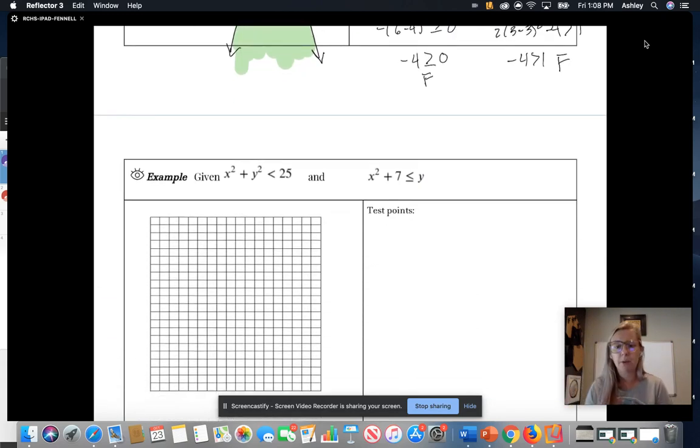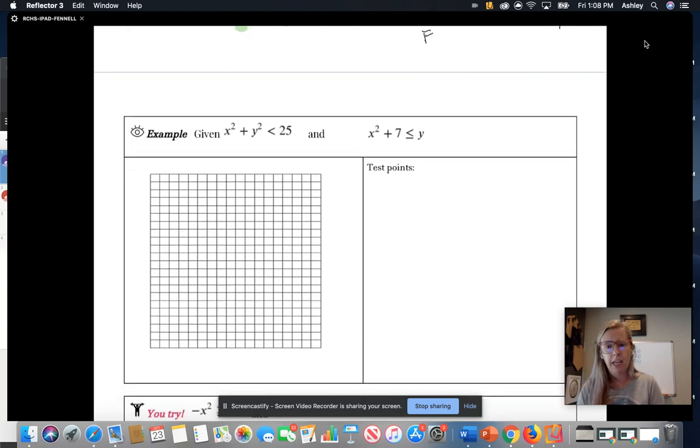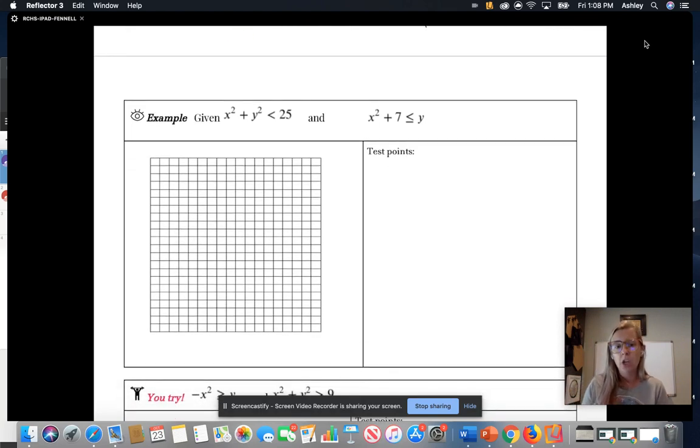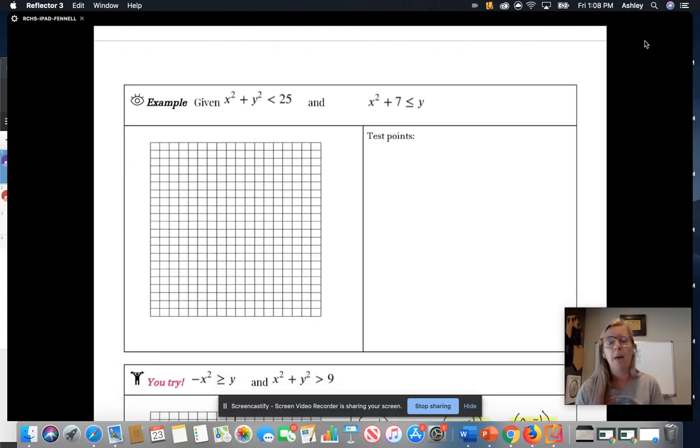All right, now we have another one. We have a circle here, and we have a quadratic. So we're going to graph our circle with a dashed line. Remember, this circle has an origin at 0, 0 and a radius of 5. And again, we're going to use a dashed line because it's not or equal to. And then we have a quadratic with a vertex at 0, 7. So we need to go ahead and graph those functions first.